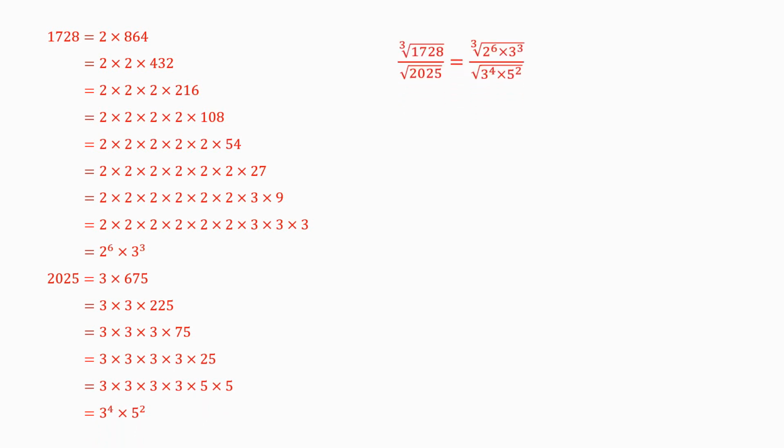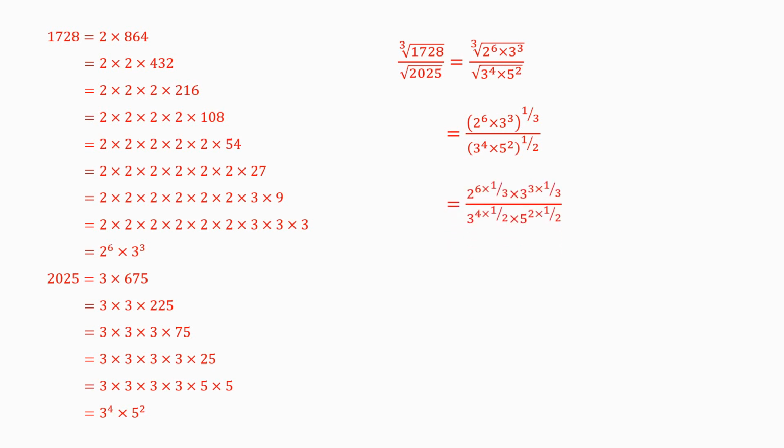Then we've been asked to evaluate the cube root of 1728 over the square root of 2025. So it's the same as the cube root of 2 to the power of 6 times 3 cubed over 3 to the power of 4 times 5 squared. Then we find the square root. So for the cube root, we can rewrite it as a power, as indices, where it's to the power of a third and the square root is the power of a half.